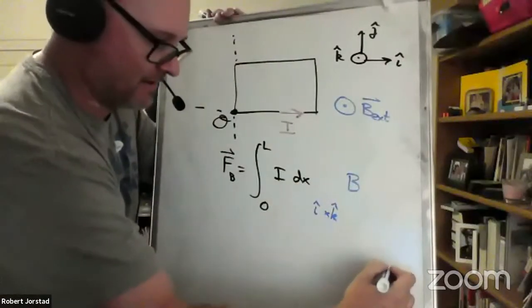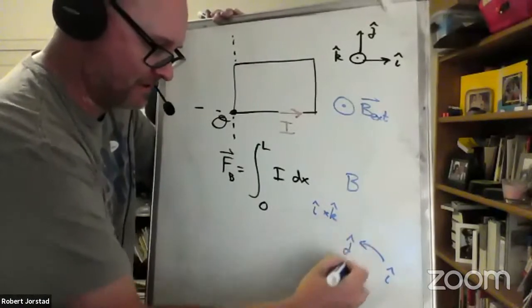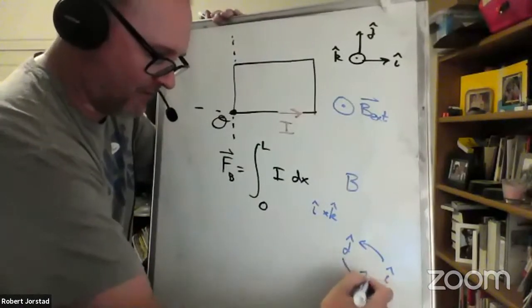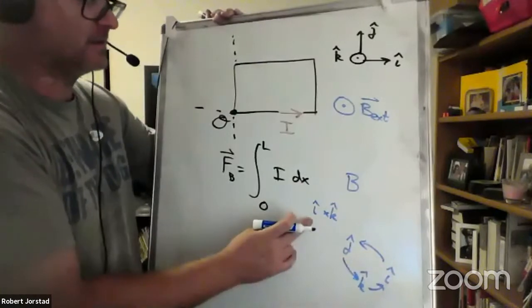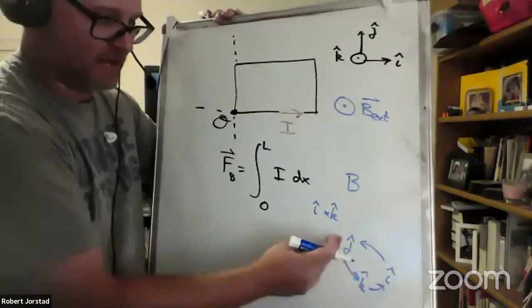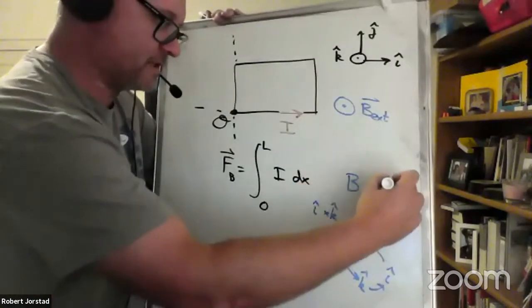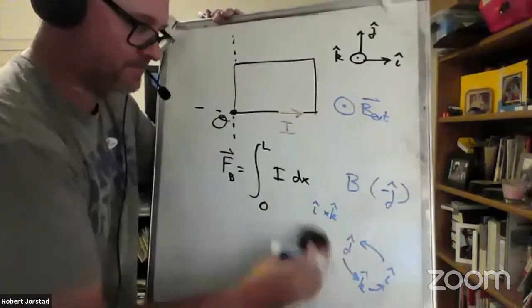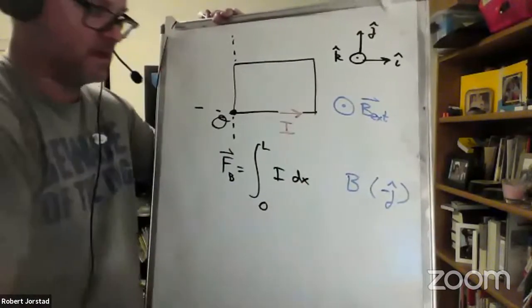I think Trey's got it, but I forgot what I said already. So what did you say? It was I cross K. Yep, negative J. So we're going to get a force in the negative J hat. Good.